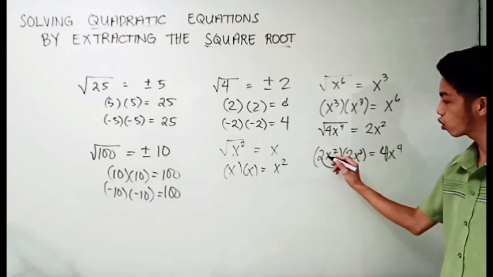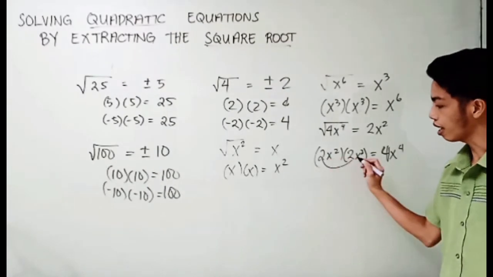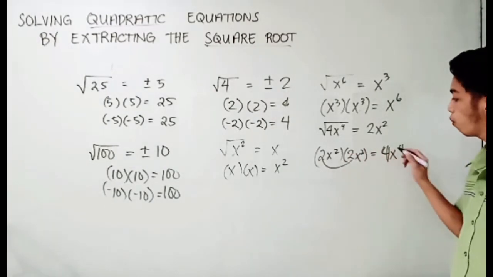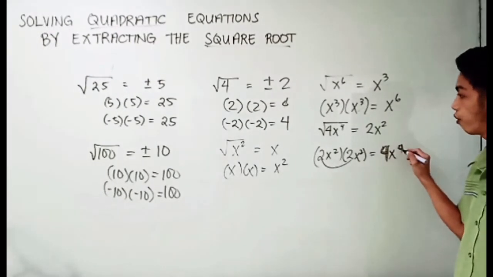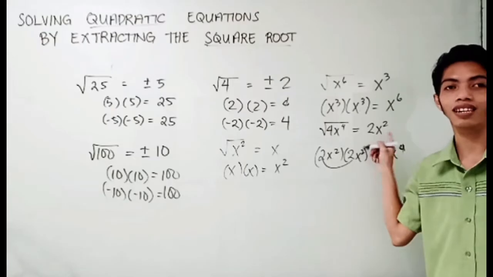And then x squared times x squared is x to the fourth. Same base. Ang ginagawa sa exponent ay pinag-a-add. So that would be 4x to the fourth. And therefore, the square root of 4x to the fourth is 2x squared.